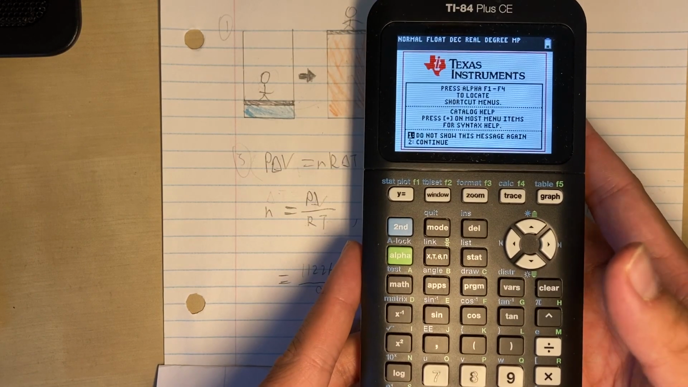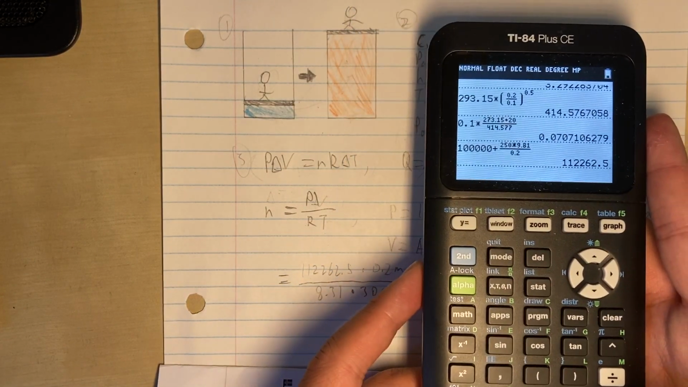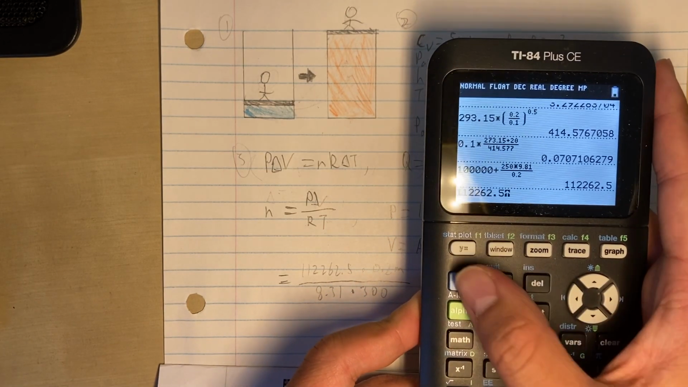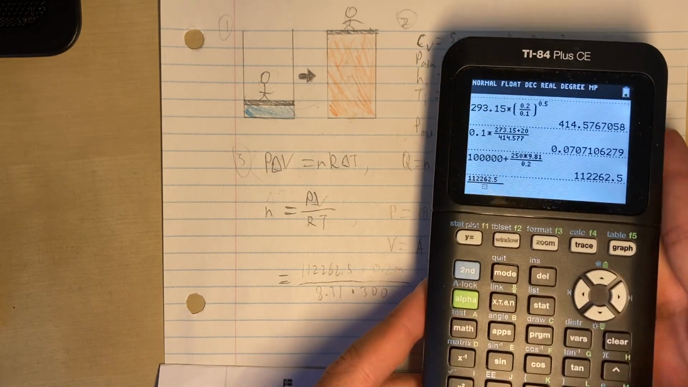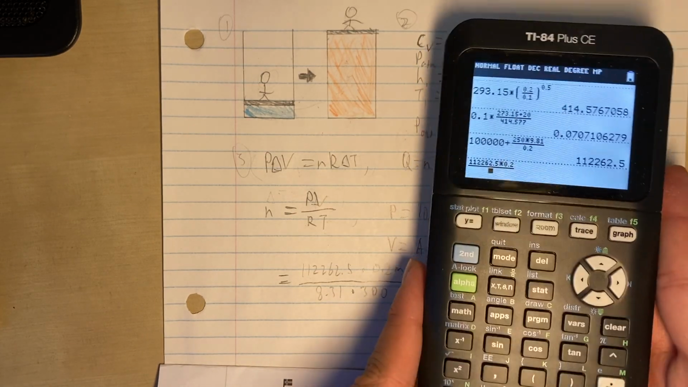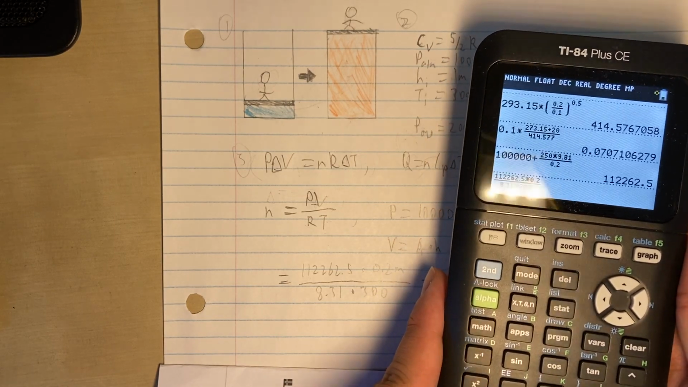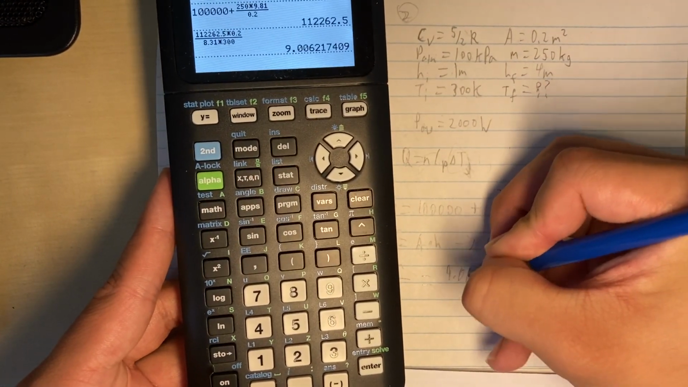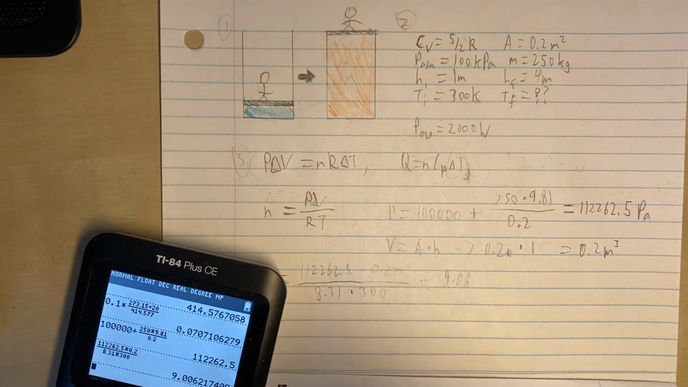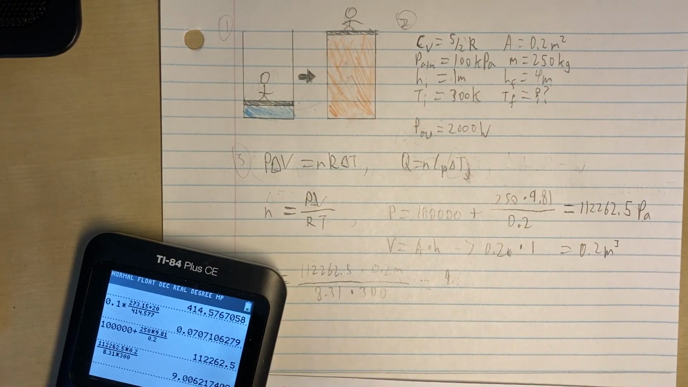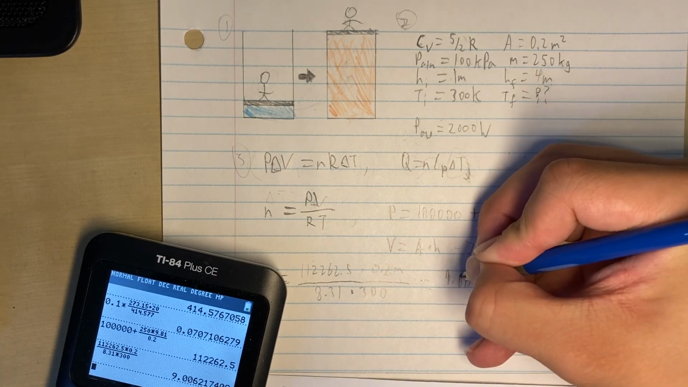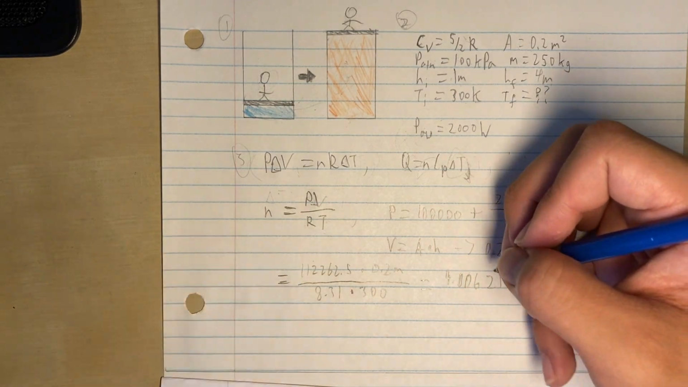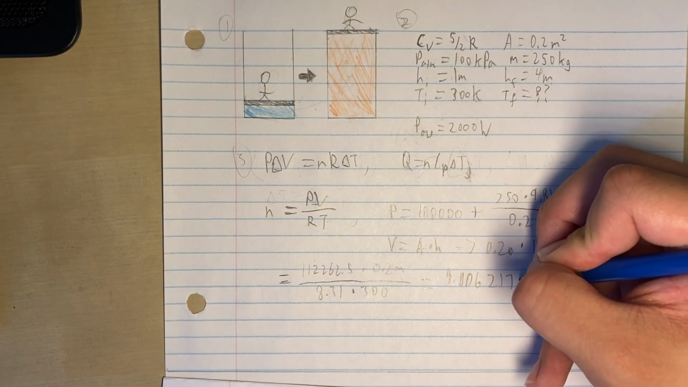112,262.5, bracket, multiply by that 0.2, then divide by 8.31 times 300. That gives 9.006217. You don't really need these 3 digits, but that's fine. And this is in moles, I'm pretty sure.